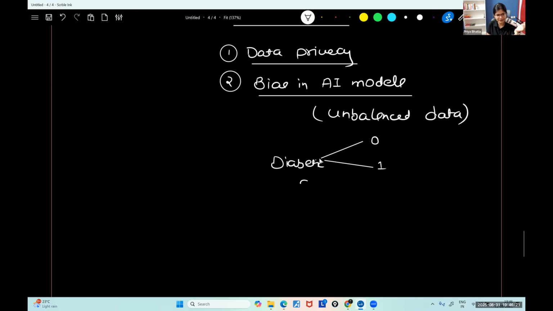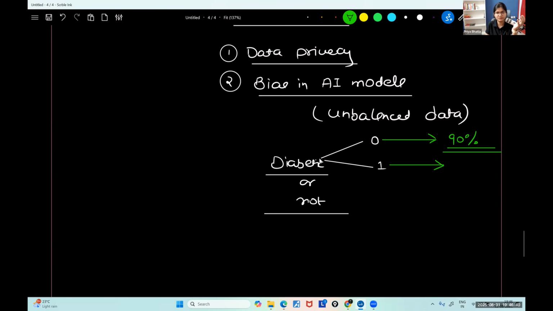Just a few minutes back, I gave you one example as well. Now you tell me, for the people who are not diabetic, obviously their ratio is quite huge in the real world compared to the people who have diabetes. So maybe 90% of people are non-diabetic and 10% might have diabetes. So there will always be an imbalance in the data, and we have to follow some techniques in order to avoid that issue.